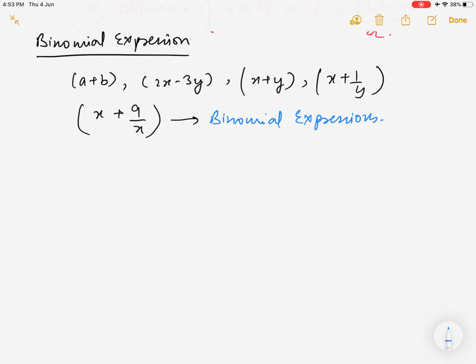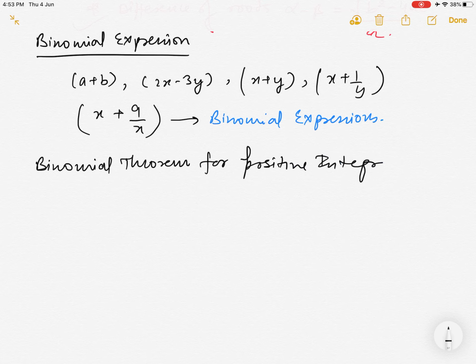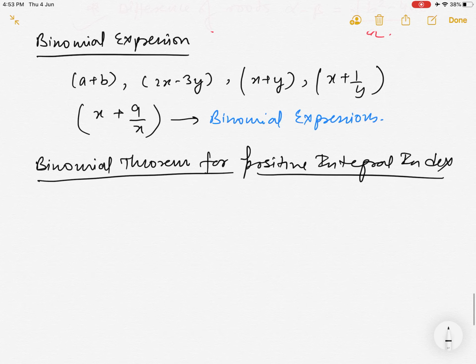Okay. Now, having understood that these are binomial expressions, the next thing which we have is, what is the binomial theorem for positive integral index? So what's the binomial theorem for positive integral index?